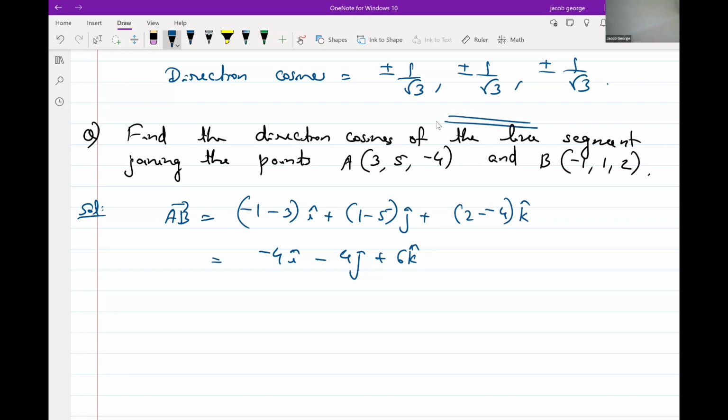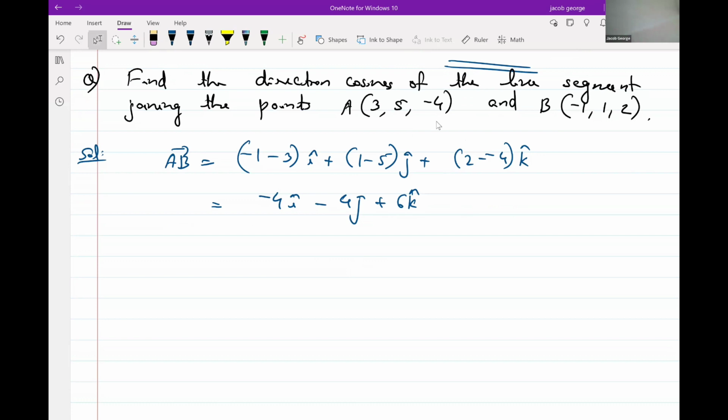If direction ratios are asked, what will be your answer? Minus 4, minus 4, and 6. If the ratio is asked, we can reduce it, okay? Minus 2 is to minus 2 is to 3. That way the MCQ's answer will be there. But here what is asked? Direction cosines. You will convert this into a unit vector, right? Unit vector in the direction of vector AB is vector AB upon magnitude of vector AB. So don't forget, coefficients of the unit vector will be the direction cosines.